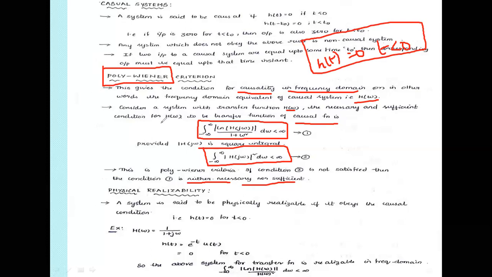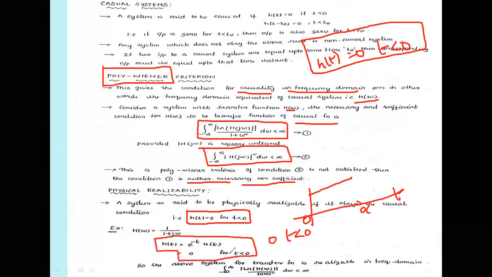What does it matter, students? We can derive physical realizability from this. A system is said to be physically realizable if it obeys the causal condition, h of t is equal to 0 for t less than 0. Let us take the example h of omega is equal to 1 over 1 plus j omega. Then h of t is e power minus t u of t. Since u of t is multiplied, it exists only from 0 to infinity. For t less than 0, the value becomes 0. So h of t is equal to 0 for t less than 0.